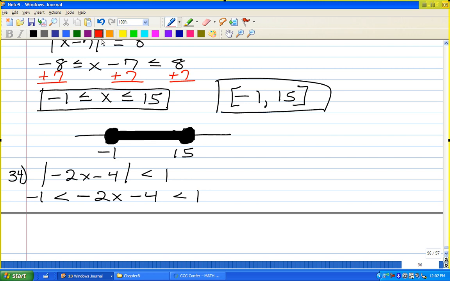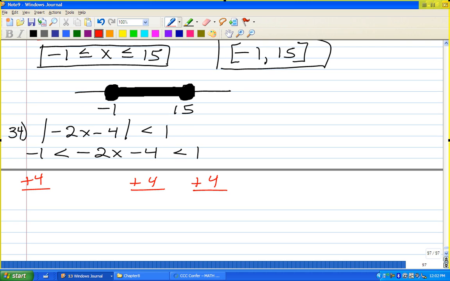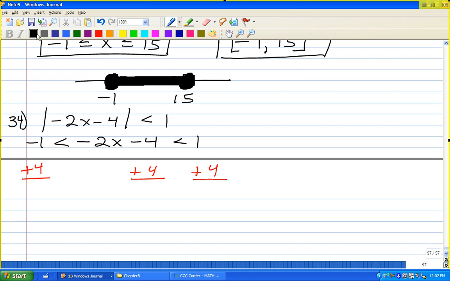So let me add 4 to all sides of my inequality. And so if I do that, I get 4 minus 1 is 3, is less than negative 2x, is less than 1 plus 4 is 5.